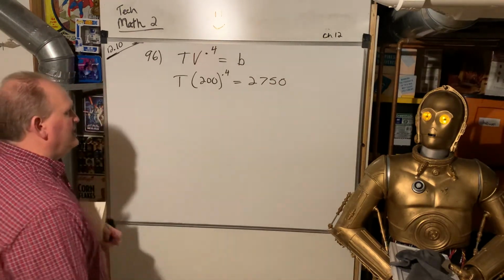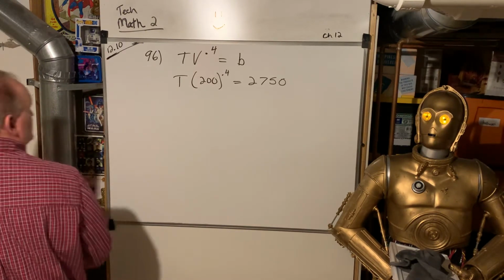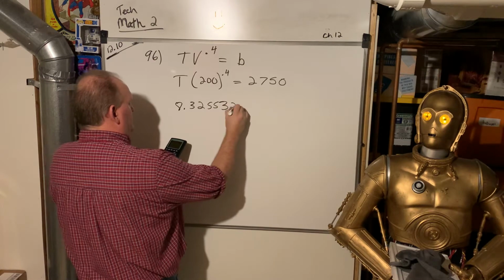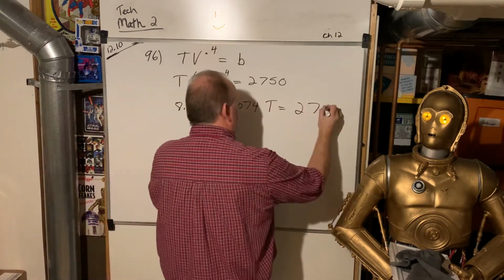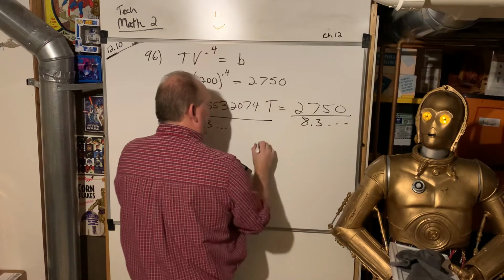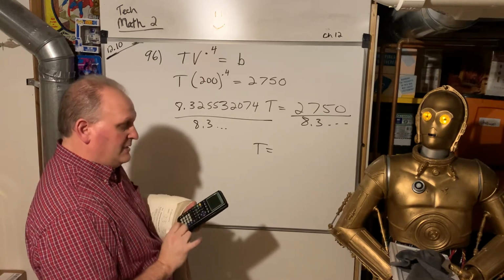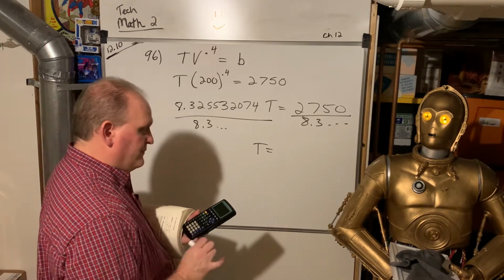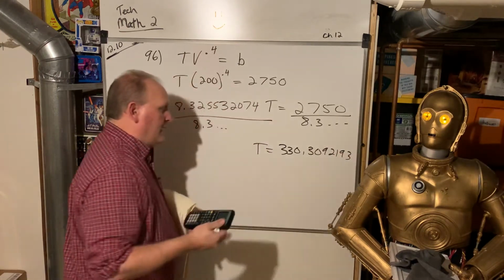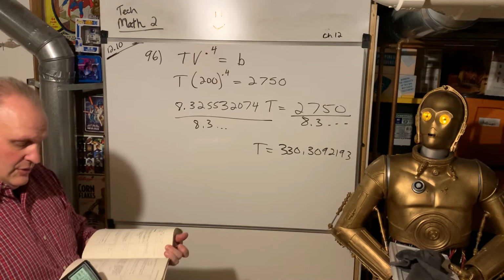And so you don't really need this section to do it, right? You could take 200 to the 0.4 power. We've worked exponents already. It's just the ugly number, that's all. That's 8.325532074. T is equal to 2750. And so divide by the 8.3 blah, blah, blah. 2750 divided by second, and then the negative button is answer, so I don't have to type in 8.3 blah, blah, blah. That is 330.3092193. And they want me to round to the whole number, so 330.